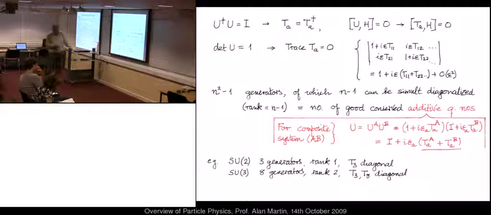Now if we've got a composite system made of A and B, then when we do this transformation of the system, we've got U_A times U_B, and then when we expand it out in these infinitesimal rotations, you see that essentially we've got T_A plus T_B. So these quantum numbers are additive, like Jz is an additive quantum number. So that's the consequence of SU(N).